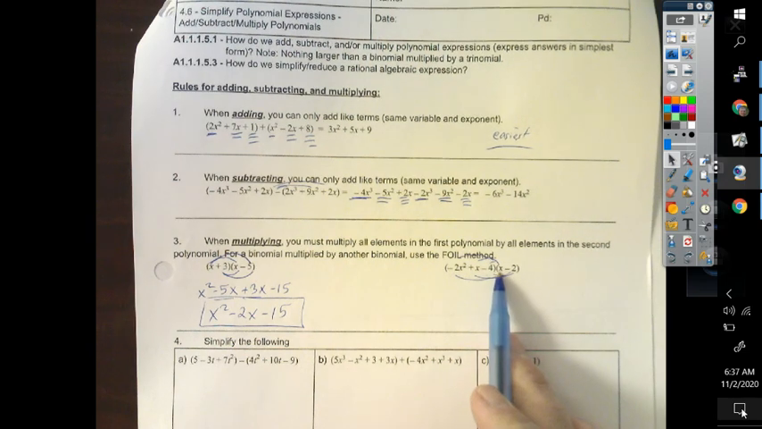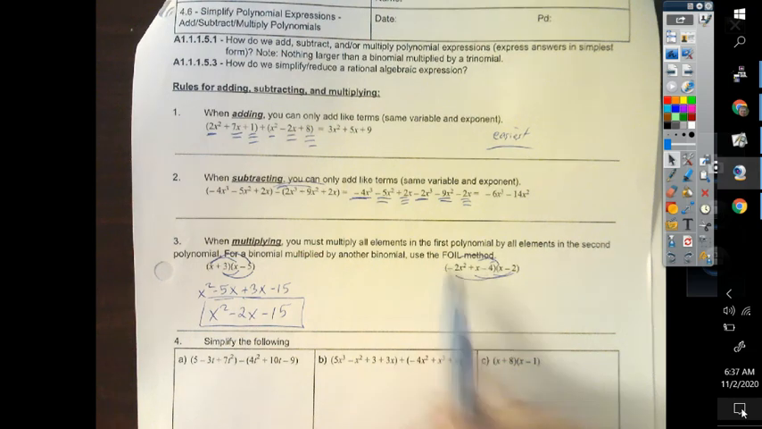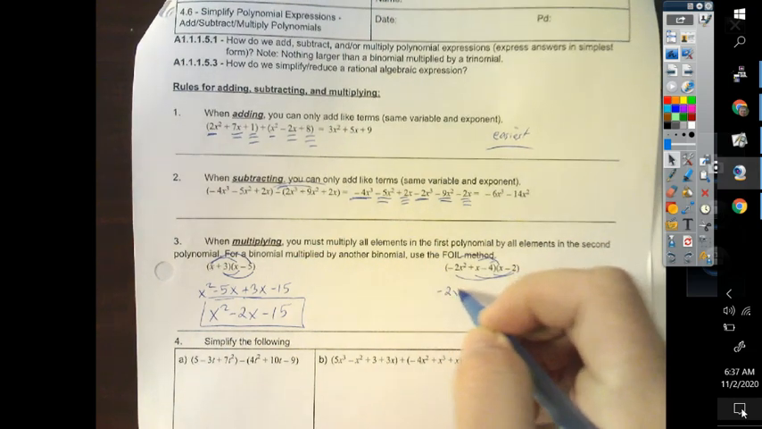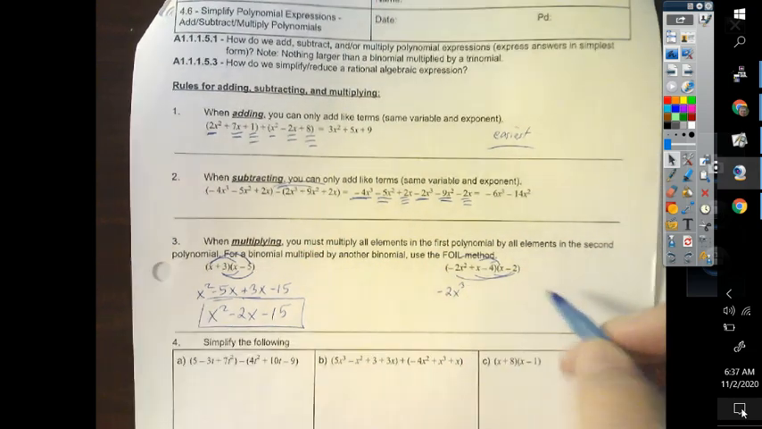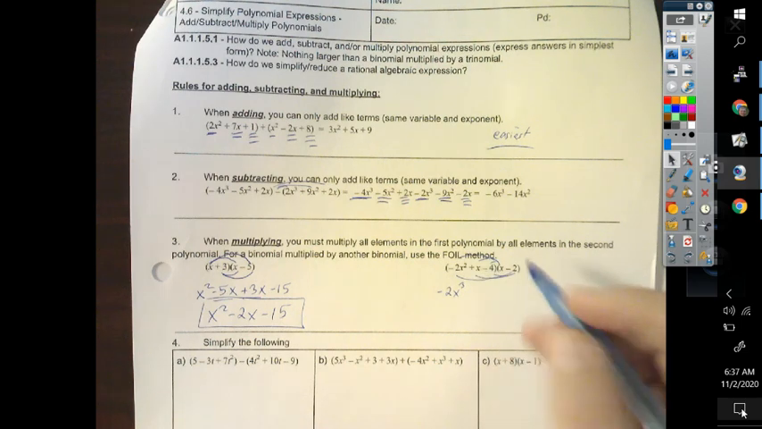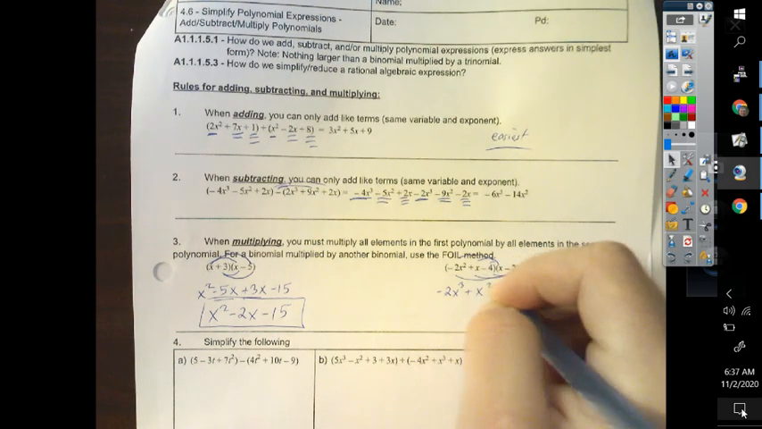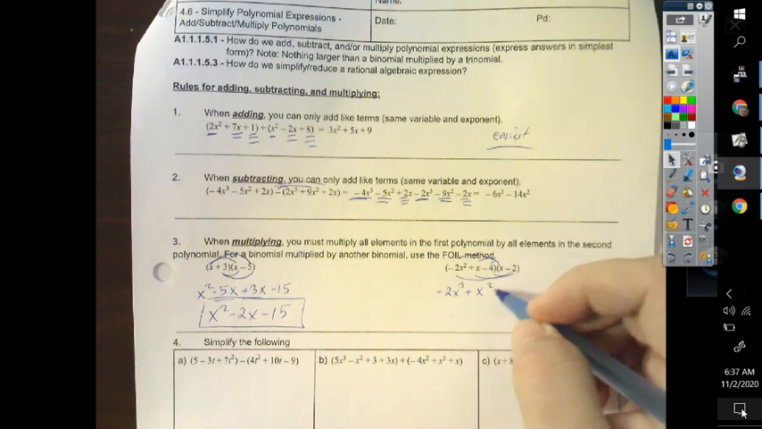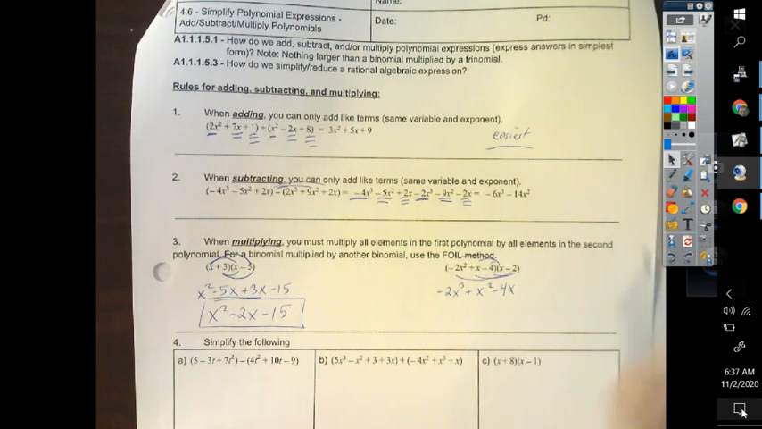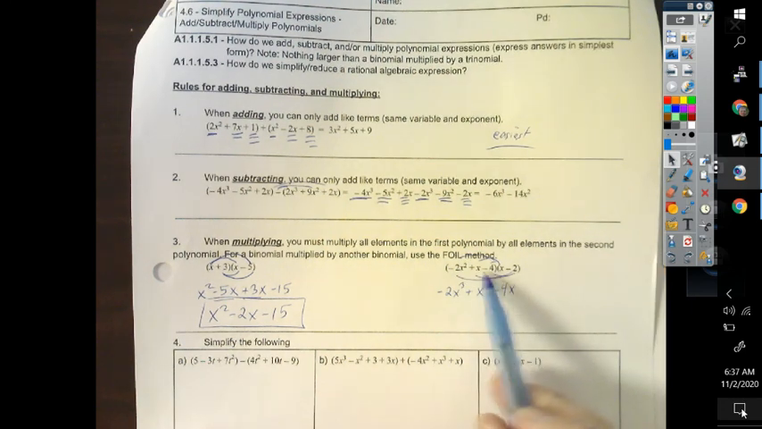I'm going to start with the x first. X times negative 2x squared. You just add the exponents. Negative 2x cubed. X times x is plus x squared. X times negative 4 is negative 4x. Okay, so there's three things. I multiply it 3 times. Boom, I got 3 things.